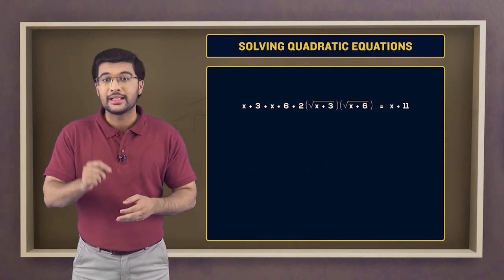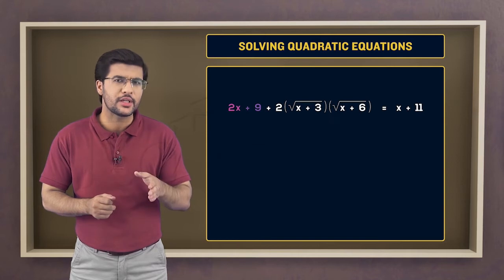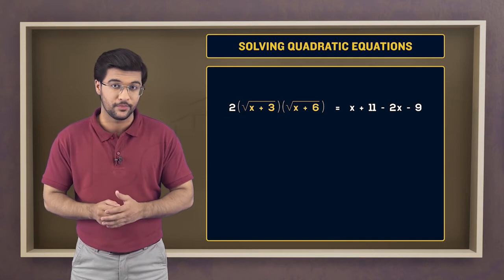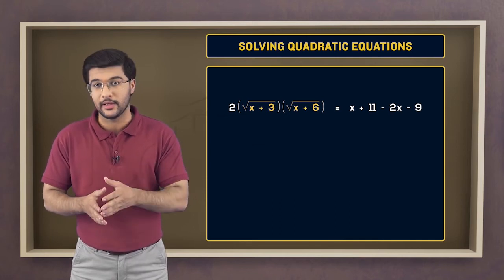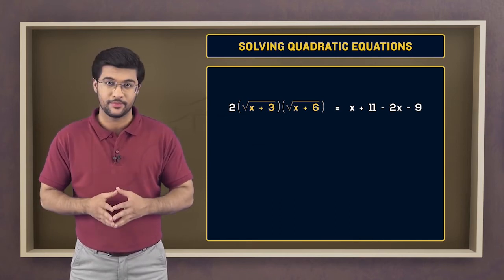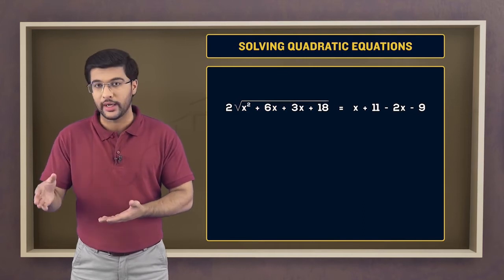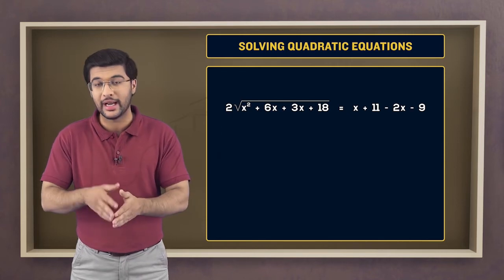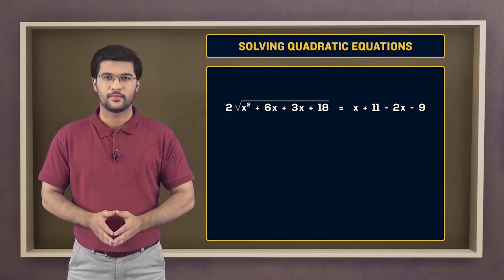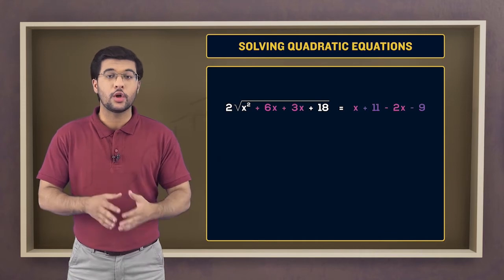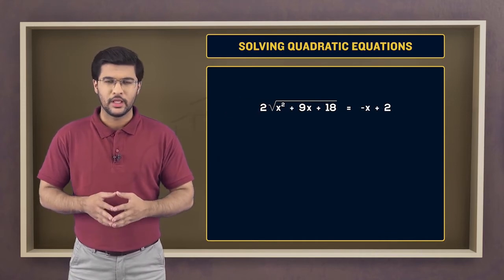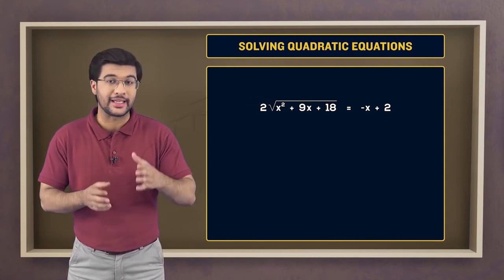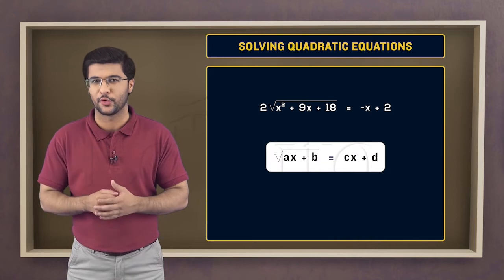Now add the like terms and shift this to the right side. Next up is the multiplication of these two: the square root of x plus 3 and x plus 6. We get x squared, 6x, then 3 times x is 3x, and then we have 18. Now add the like terms on both sides of the equation and name it equation number 2. So we have reduced the given equation to a type 1 radical form.